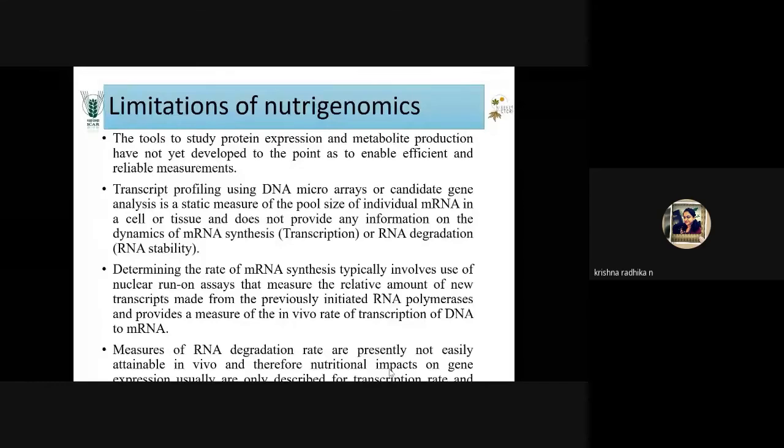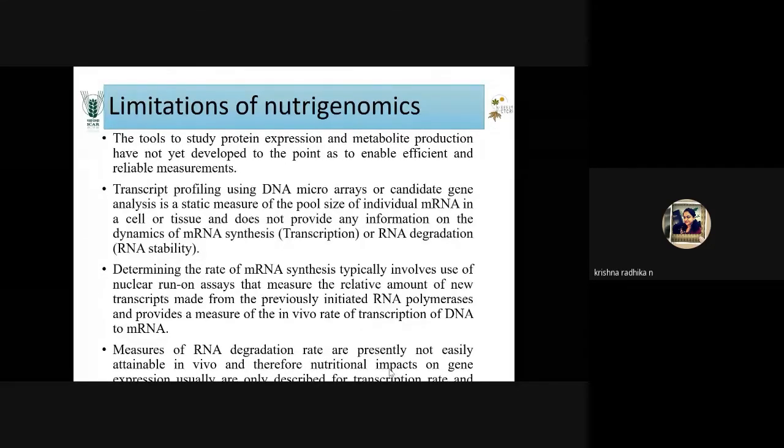Some limitations of nutrigenomics is that the subject is still in its infancy. The tools to study protein expression and metabolite production have not yet developed to the point as to enable efficient and reliable measurements. Transcriptome profiling using DNA microarrays or candidate gene analysis is a static measure of the pool size of individual mRNA in a cell or tissue and does not provide any information on the dynamics of mRNA synthesis or RNA degradation.